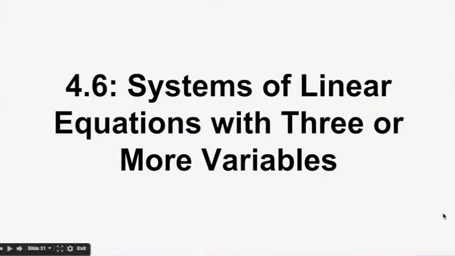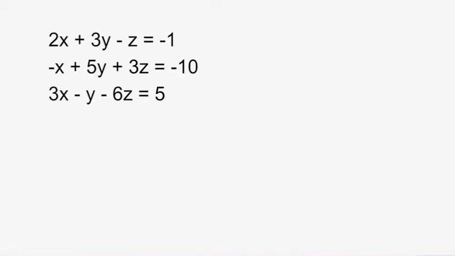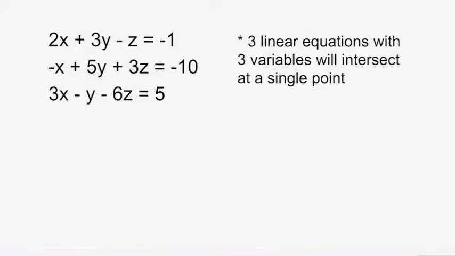So chapter 4.6 is on systems of linear equations with three or more variables. An example of this system would be this, where we have 2x plus 3y minus z equals negative 1, negative x plus 5y plus 3z equals negative 10, and 3x minus y minus 6z equals negative 5. And these three planes will intersect in a single point.